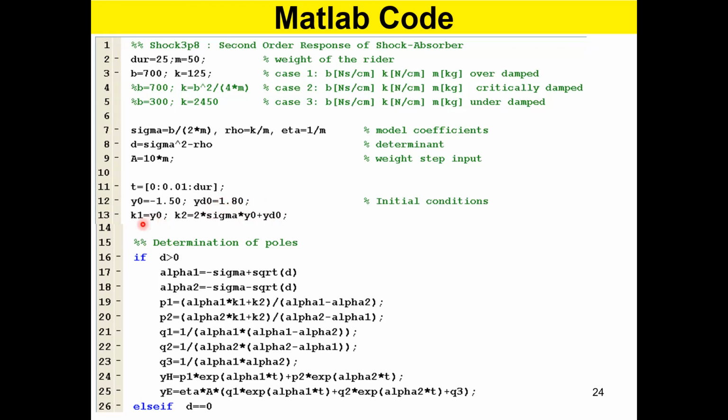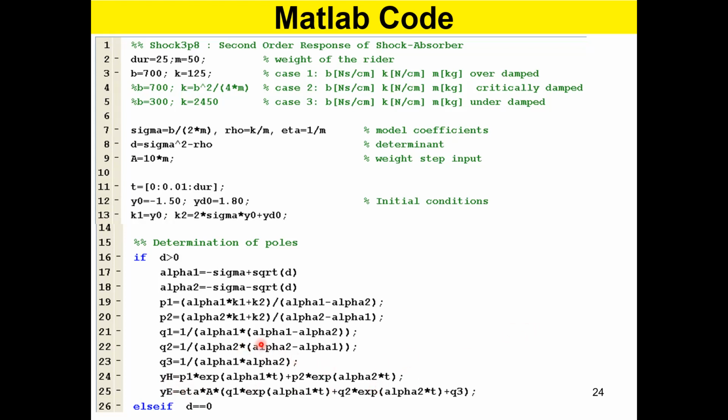Then my system coefficients K1, K2, I can calculate. There you can see alpha 1, alpha 2, P1, P2, Q1, Q2, Q3, Q4, right? And YH, YE. YH is the homogeneous response, the response due to the initial conditions. And YE is the response due to the external forcing function.